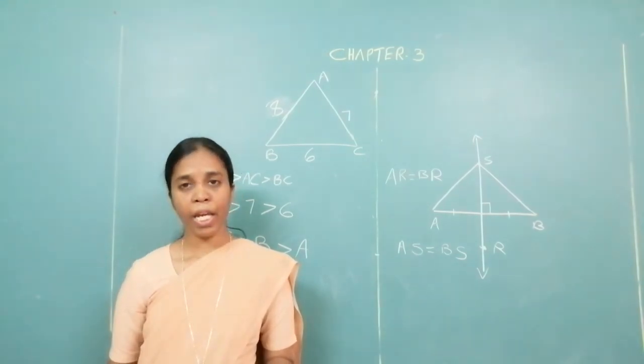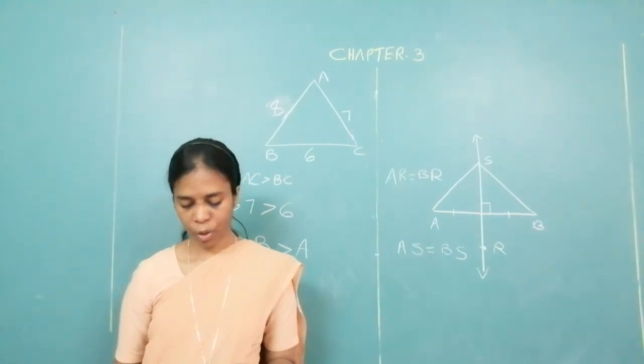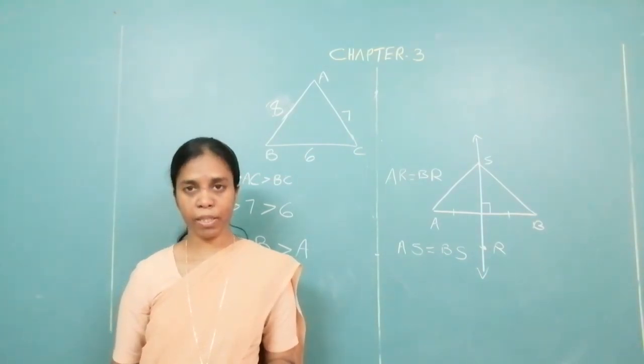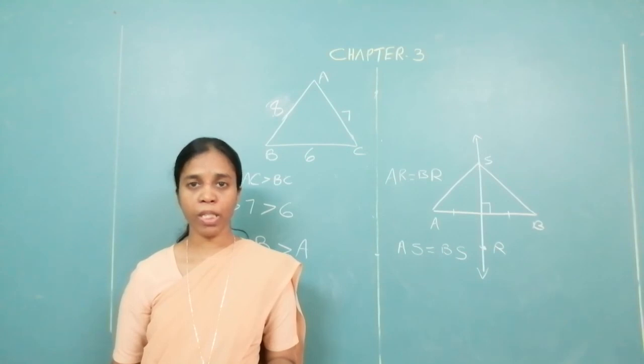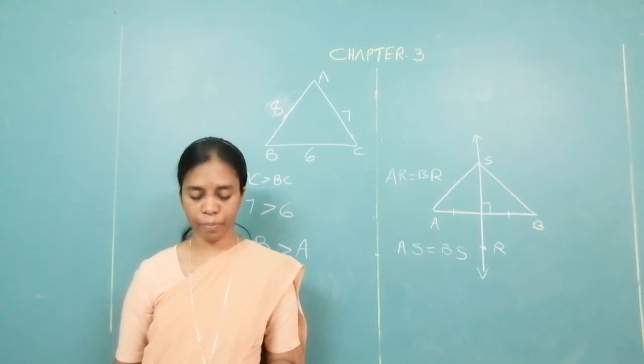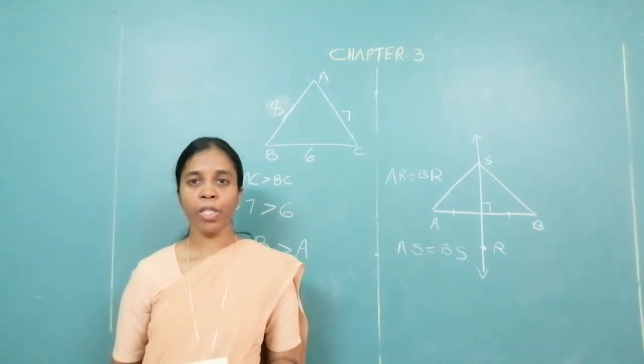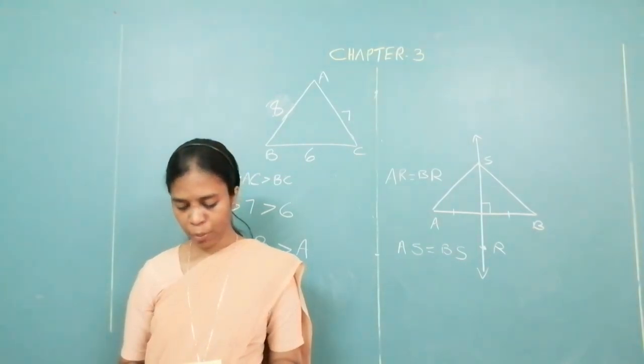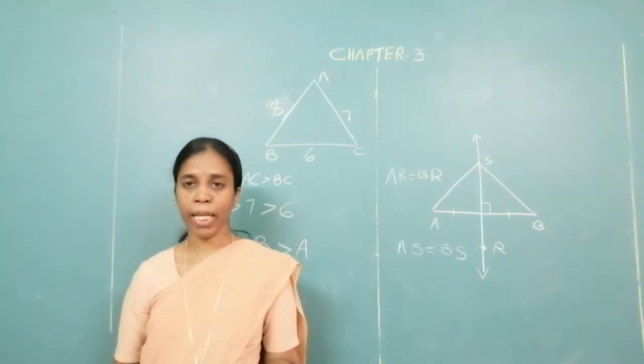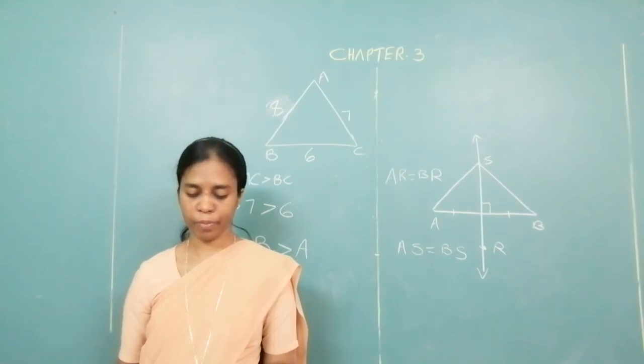Next, every point lying on the perpendicular bisector is equidistant from the end points of the segment. Next, every point lying on the angle bisector is equidistant from the sides of the triangle.